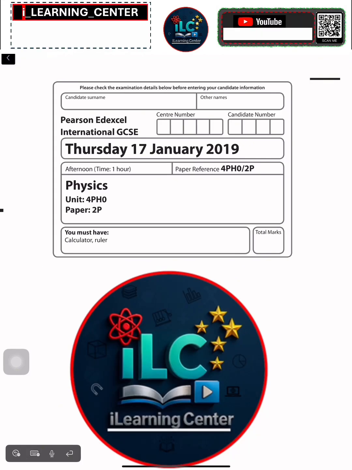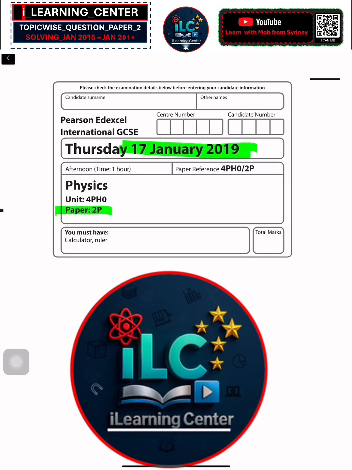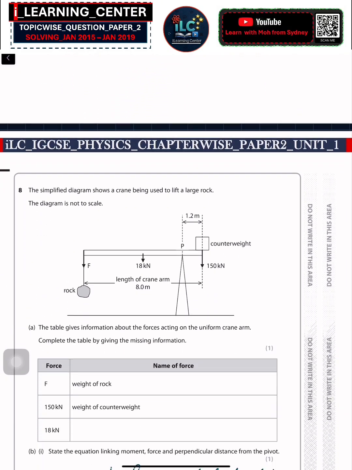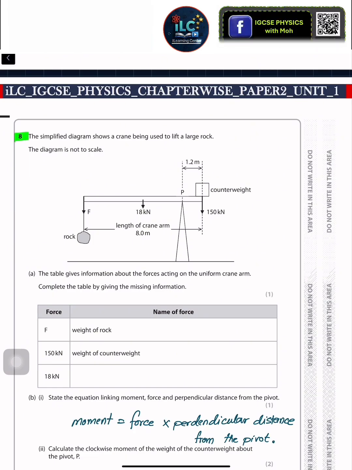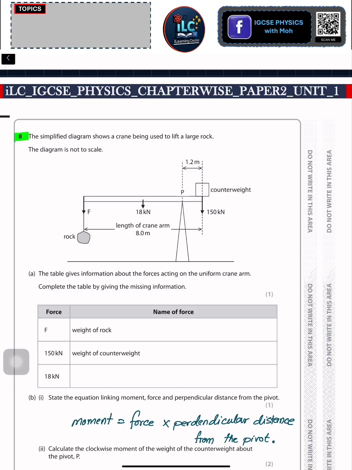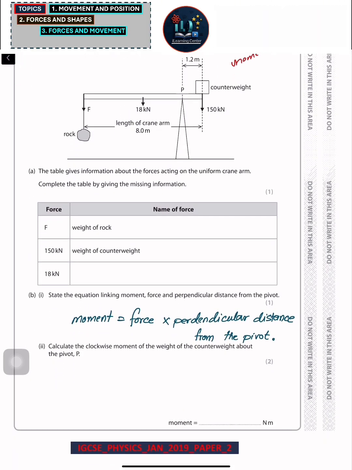The next question is from Jan 2019 and paper 2. This is a chapter-wise sequence, so the next question is number 8. This question is about moment. We will need some information about what the moment is, what the principle of moment is, and the calculation of moment is important.